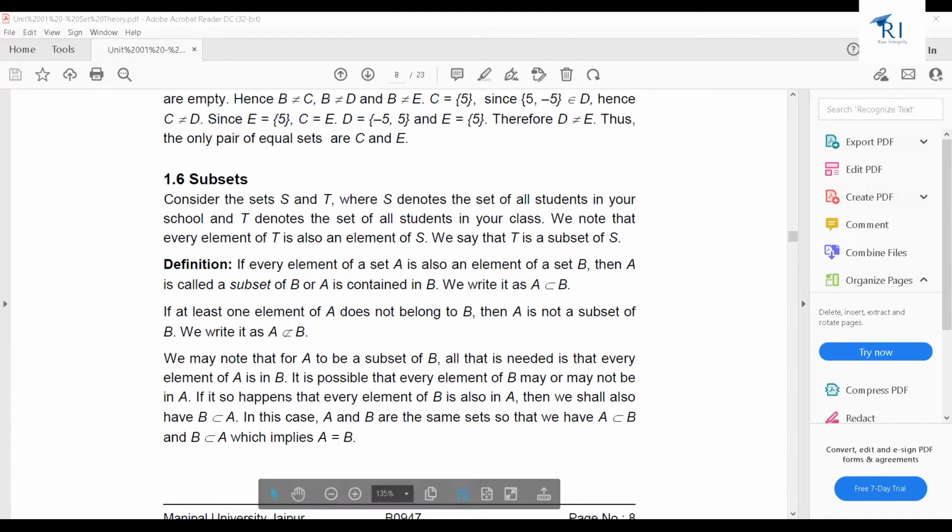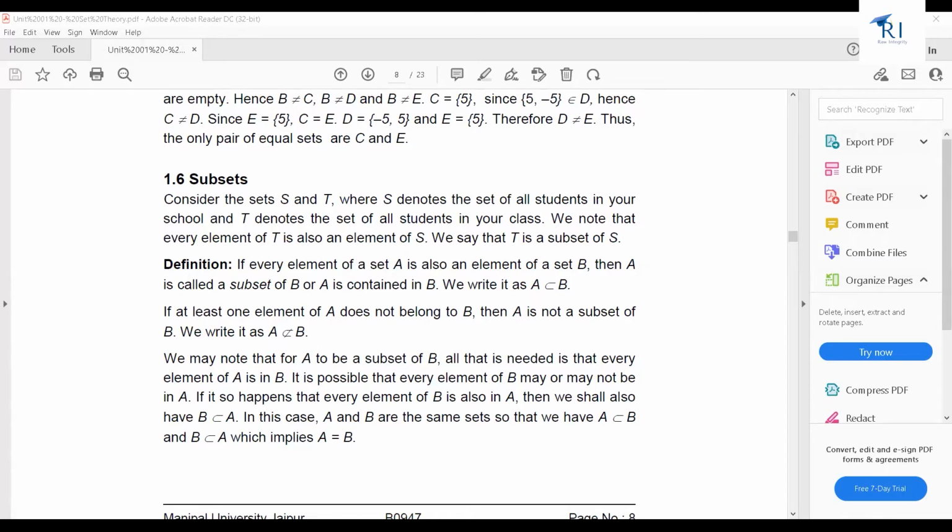Okay, so what is a superset? Let A and B be two sets. If A is a subset of B and A is not equal to B, then we say A is called a proper subset of B and B is called a superset. I'm going to explain that.